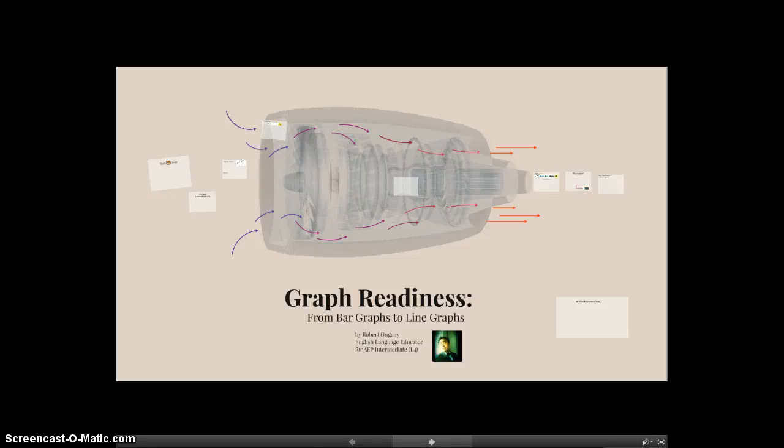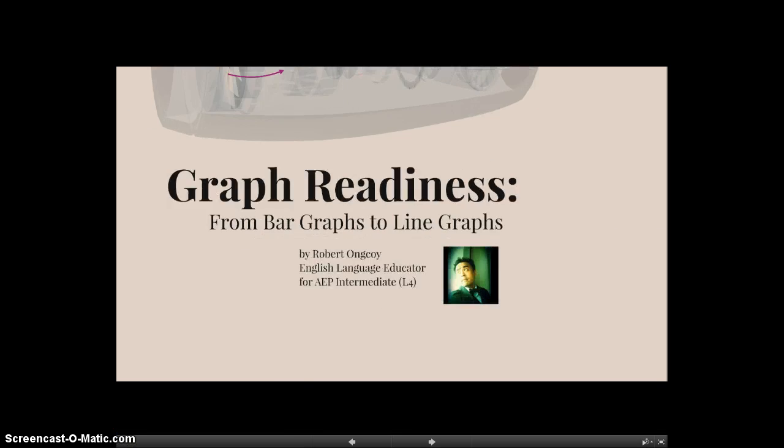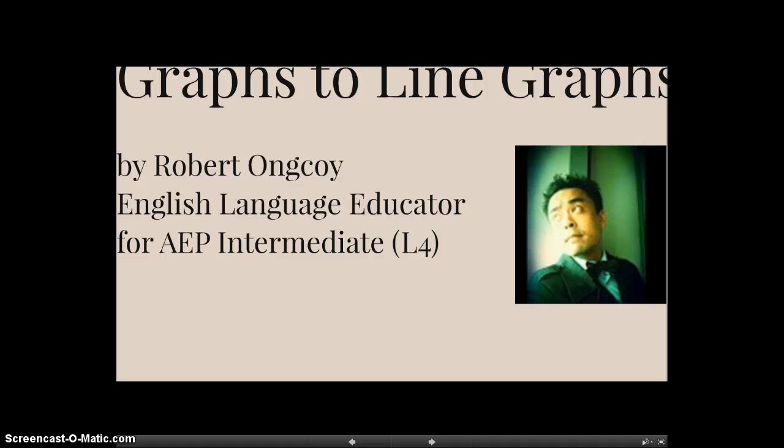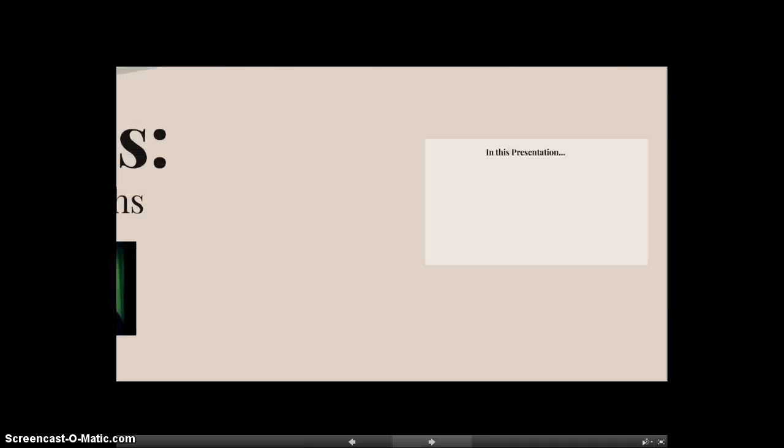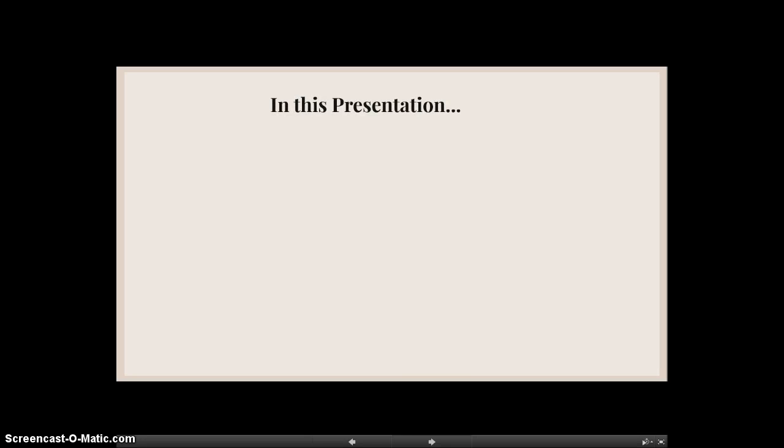Hello there, welcome to my presentation on graph readiness, where I'm going to talk about moving from single bar graphs to single line graphs. My name is Robert Ongcoy, English language educator, and I'm going to lead you through this presentation. Now today, this is what I'm going to talk about.